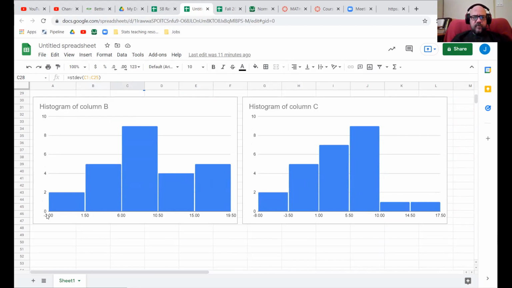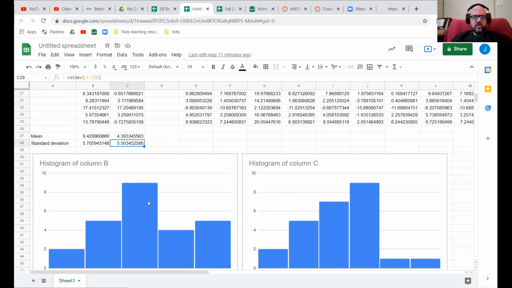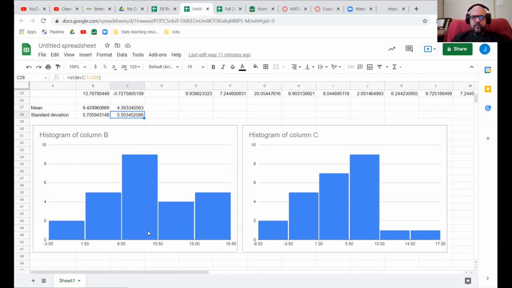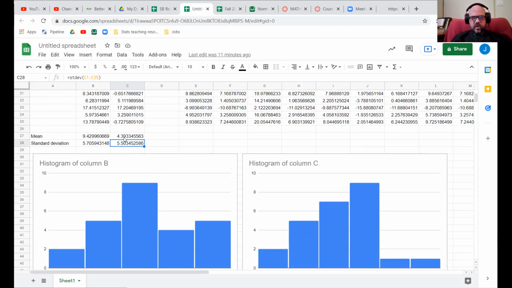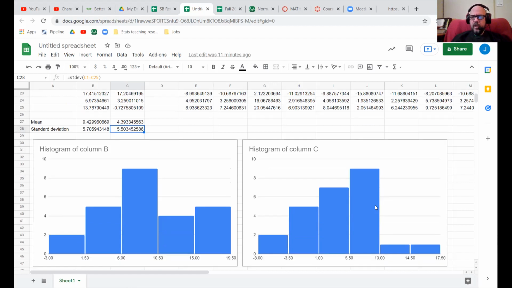But B goes roughly from -3 to about 20 and should be centered around 10. This is slightly lower than that. The average here was 9.4, so centered right around 10. That's the idea. This one was centered right around 5. The average actually turned out to be slightly lower than that as well.